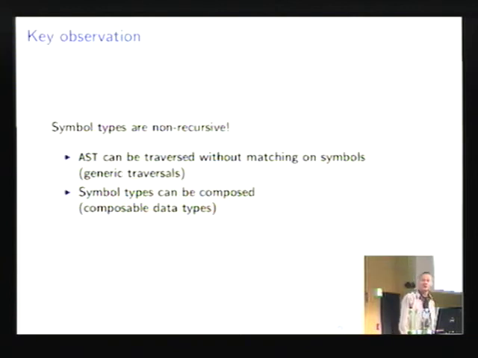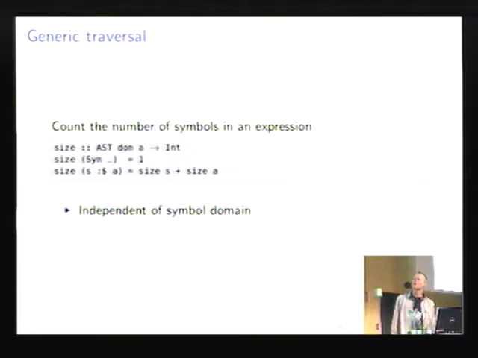No, we can do much more here. The key observation is that the symbol types are non-recursive. When we're using the AST type, it's only the AST type that's recursive. The symbols are non-recursive, which means that we can traverse expressions without referring to the symbols involved. This will give us generic traversals. And since these types are non-recursive, we can also compose them using type level sums, which gives us composable data types.